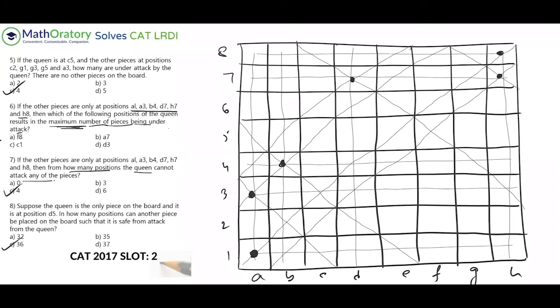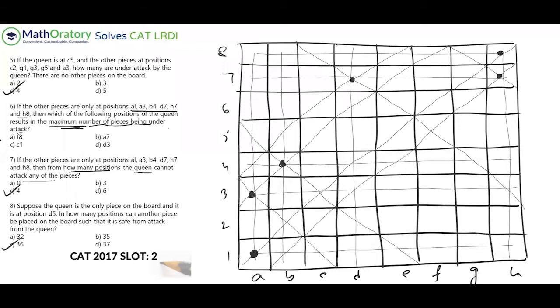Now, coming to question number 6, we can again use the same lines for this particular question. We are looking for the position of the queen for which the maximum number of these pieces are under attack. All you have to do is look at the particular square in the option and see how many of these lines are passing through that square. For example, if you look at this square, there are 2 lines passing through it, right? So effectively there will definitely be 2 pieces under attack. It cannot be more than 2.